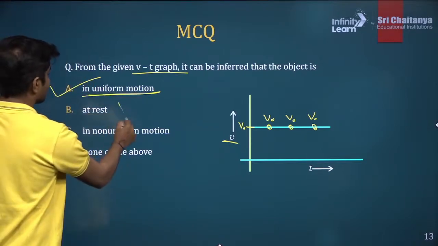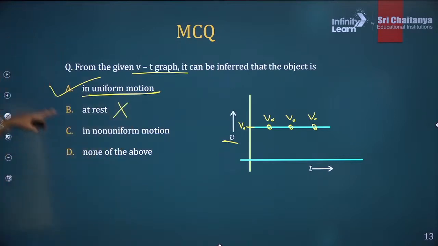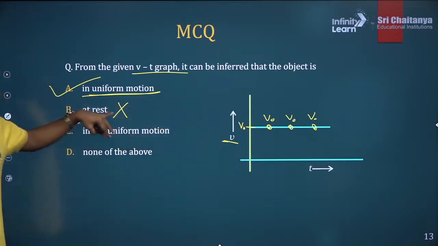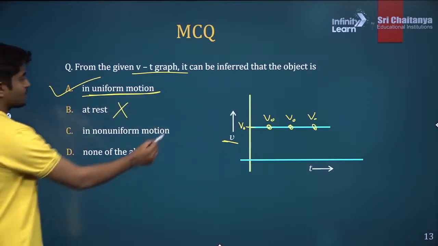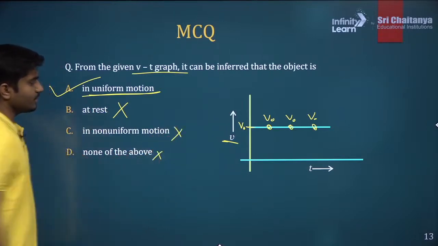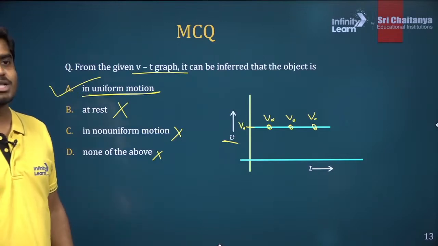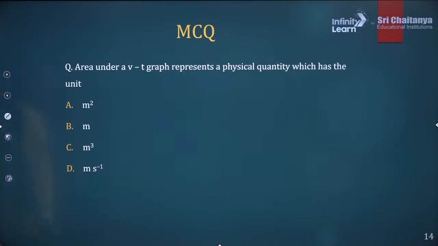This is not at rest. Most of you get confused, you think this is a distance time graph and you will say this is at rest. That is not correct. This is not a non-uniform motion. Nice Simran, Sneha, Devanshi and Raj. Awesome, all correct. Great.